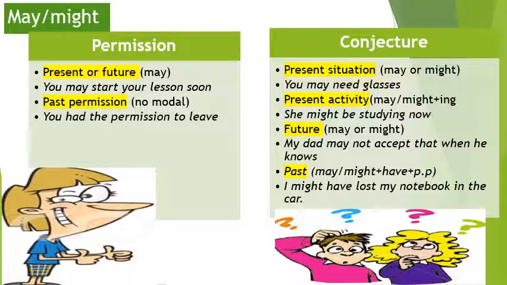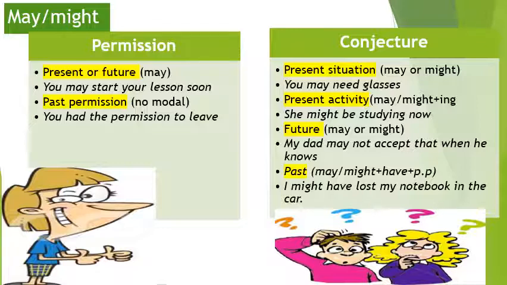As to conjecture, okay, how many types of conjectures do we have? We've got four types of conjectures. Either conjectures about the present situation or a current situation, and here we use may or might.